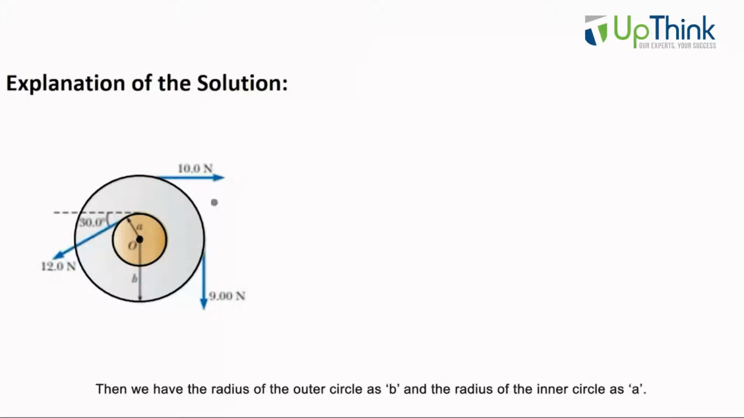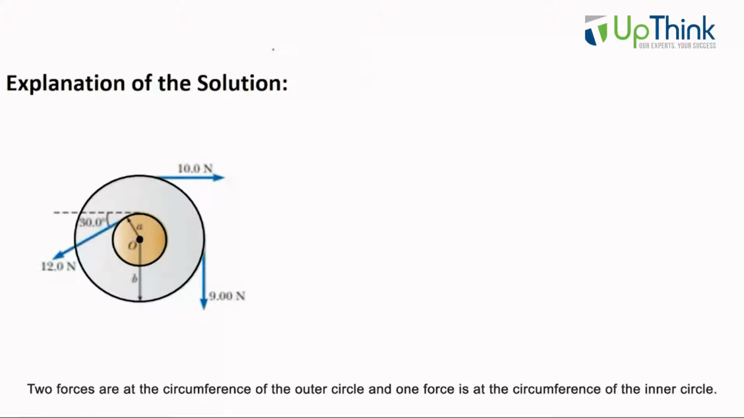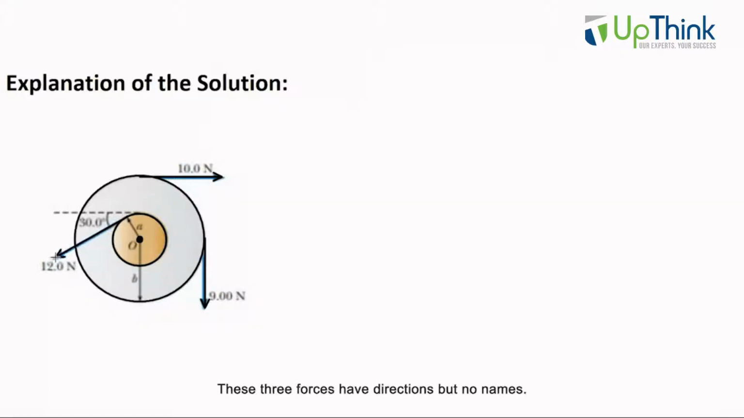Then we have the radius of the outer circle as B and the radius of the inner circle as A. Most importantly, we see three forces acting on the wheel at different positions. Two forces are at the circumference of the outer circle, and one force is at the circumference of the inner circle. These three forces have directions, but no names. If it is anything related to torque, the directions are extremely important, because torque is a vector quantity.